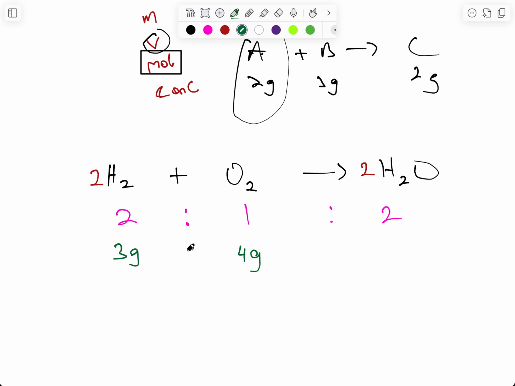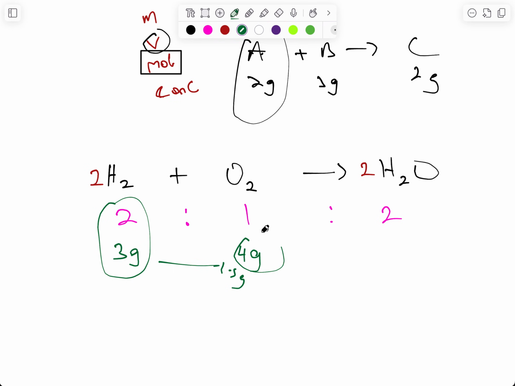Or you might be tempted to say this is a 2:1 ratio. So if I have 3 of these, that means that 1.5 grams of oxygen will be needed, because if it is 2:1, that means double and half. So when there is 2 here, there will be 1. So when there is 3 here, just find the half. That means that 1.5 grams of oxygen will be needed.